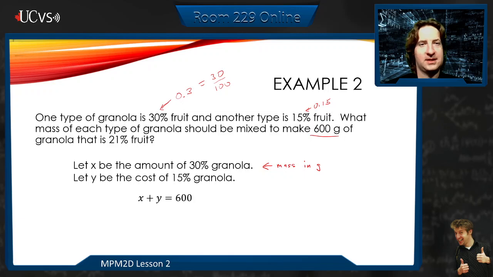which would be 600 times 21%. Let me write that down to make things a little bit more clear. Okay, so 30% of x represents, so this first equation, let's go back here. This first equation really is saying the total masses, how much we have. This second equation is talking about the mass of the fruit.